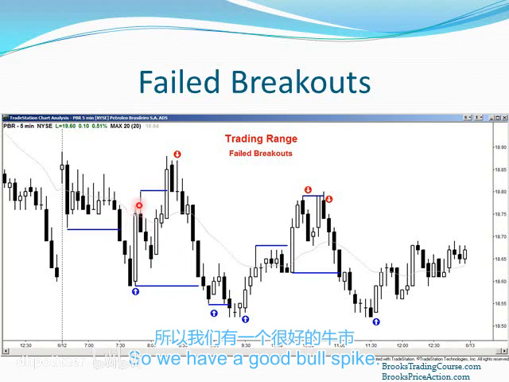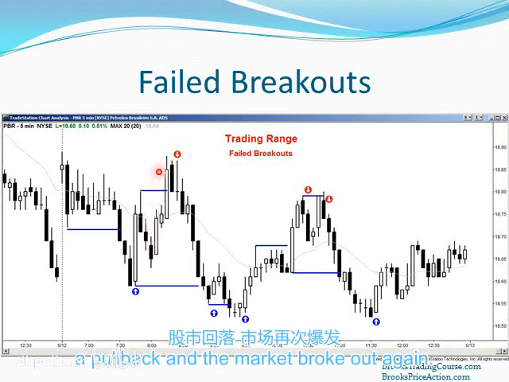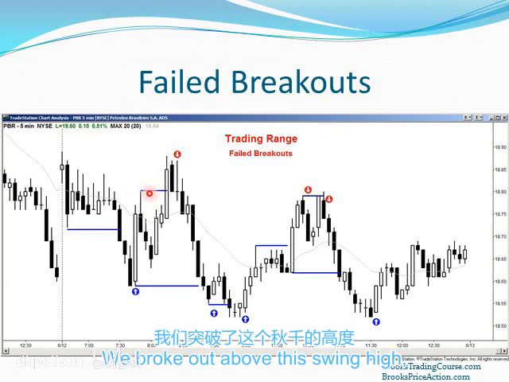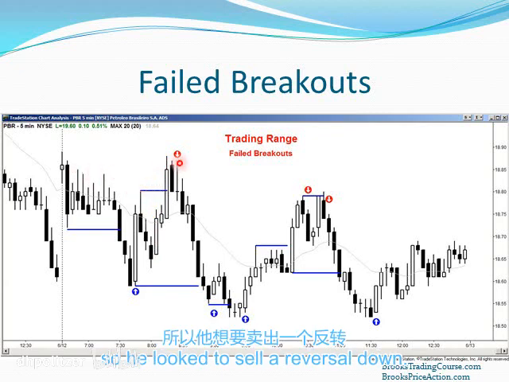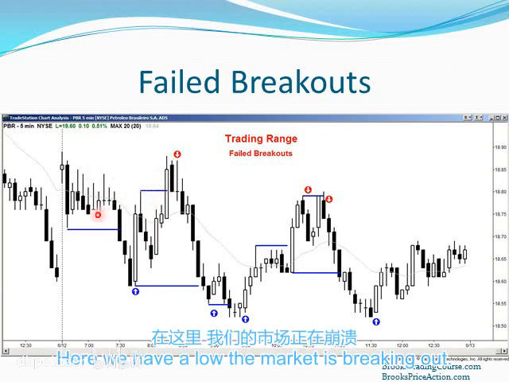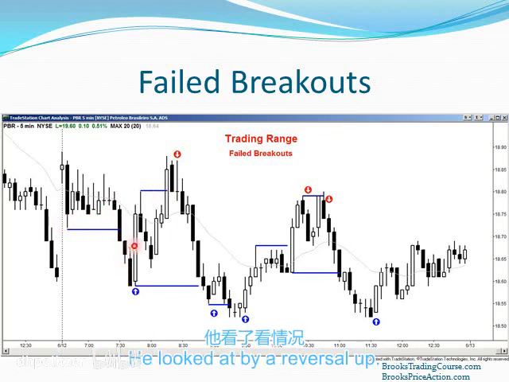So we have a good bull spike. Here's a high, a pullback, and the market broke out again. We broke out above this swing high, and we broke out above these highs. So you look to sell a reversal down. Here we have a low. The market is breaking out. You look to buy a reversal up.